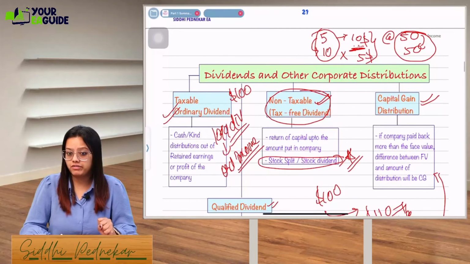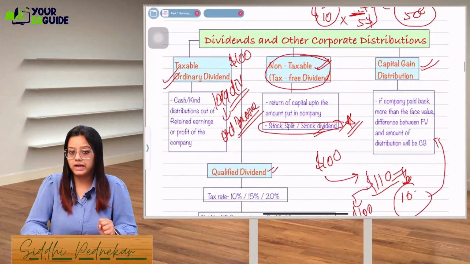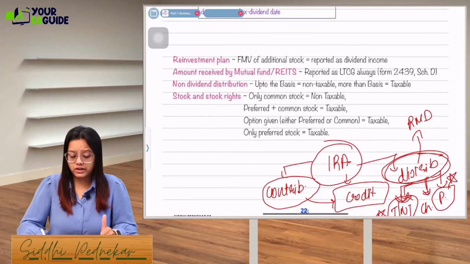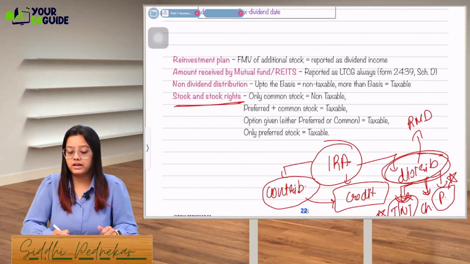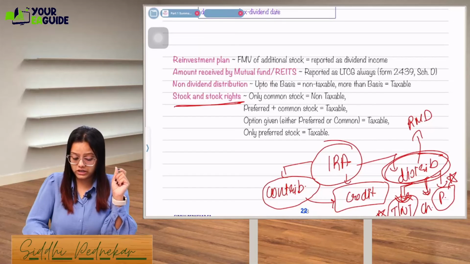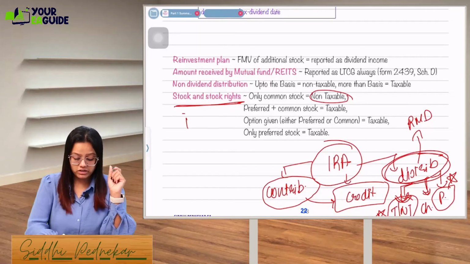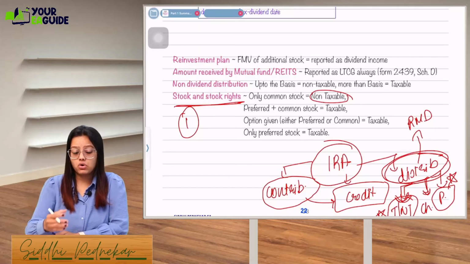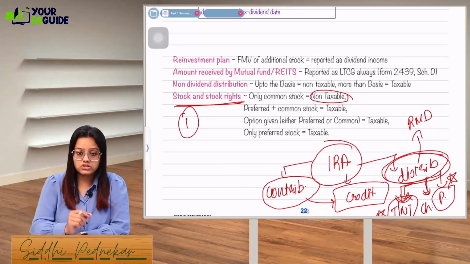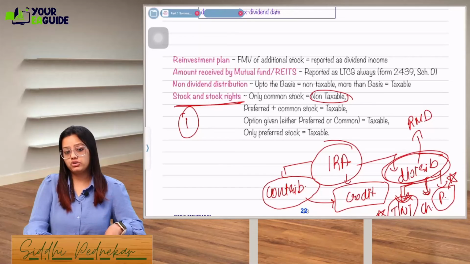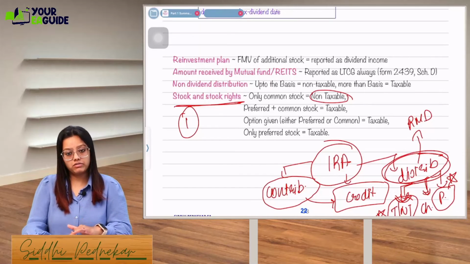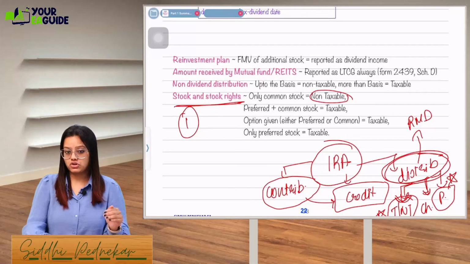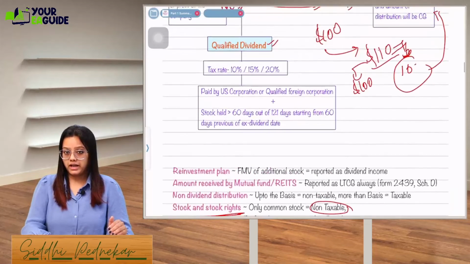Same way, stock dividend. For stock dividends, we have a few criteria. If you're going to receive stock and stock rights, and if it is only for common stock, then only it is non-taxable. One theory question will be straight away based on this topic. Stock and stock rights, only common stock, then it is non-taxable. If you have the option to buy either common or preferred, then it will be wholly taxable. If you have the option to buy only preferred stock, then it will be taxable. Here is the taxability.